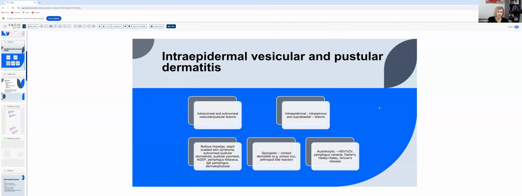Intraepidermal lesions can be caused by spongiosis, as I mentioned previously. This is typically lesions such as contact dermatitis with poison ivy or arthropod bite reactions. And then acantholytic lesions also show an intraspinous or suprabasilar pattern. Some of these are immunobullous lesions such as pemphigus, and then some infectious processes such as herpes and varicella.